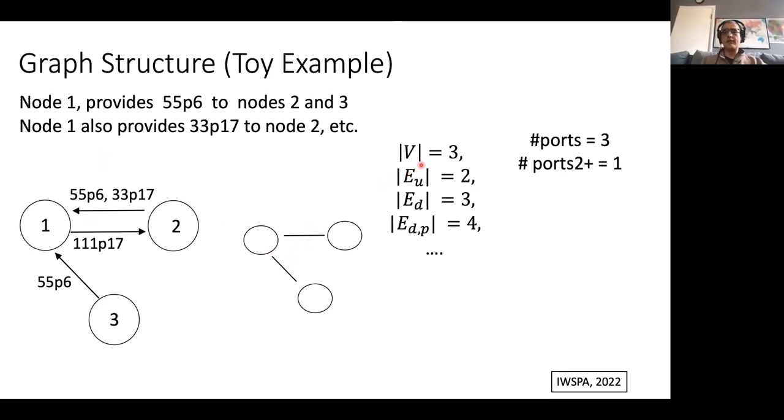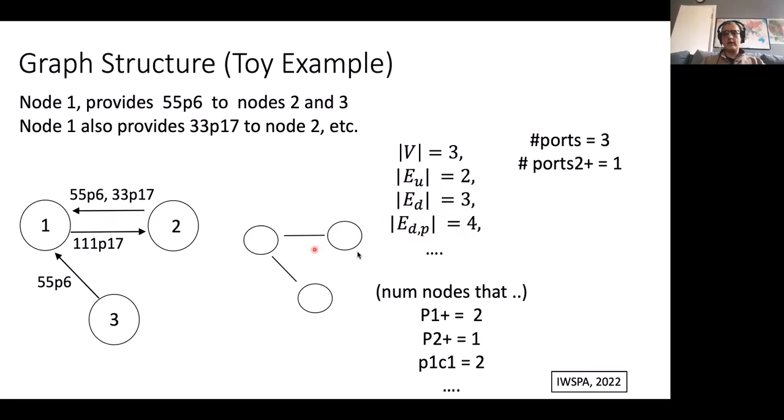And the number of port distinguished, or we call it conversations, is 4. There are 3 different service ports used in this example graph. And the number of nodes that provide 2 service ports is at least 1, exactly.